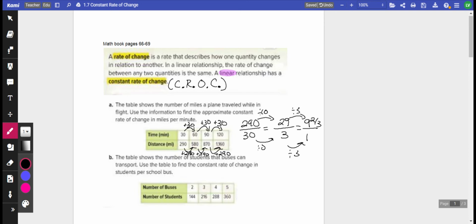So the constant rate of change in miles per minute is 9 and 2/3 miles per minute.